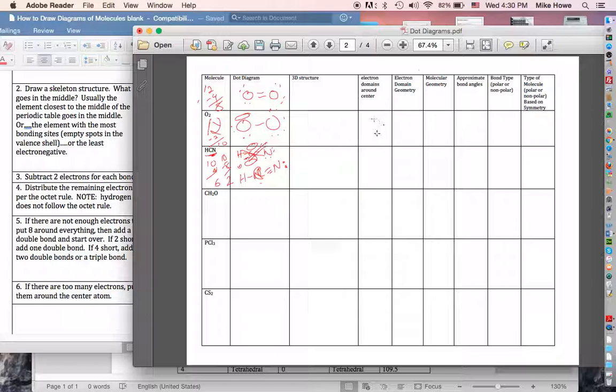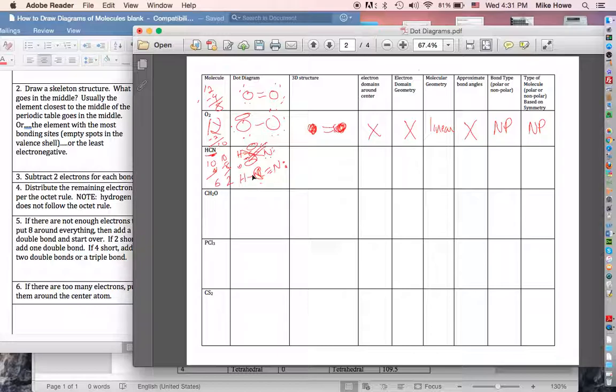Okay, so the domains around the center, we said if there are 2 atoms, you didn't have to do that, or this. So the molecular geometry on this thing has to be just a straight line, because there's only 2 atoms. So your picture would be that. The bond type would be nonpolar because the electronegativity of the oxygen atoms are the same. And the type of the molecule, then, anytime you have nonpolar, the molecule is nonpolar, with a few exceptions that we won't get into here.